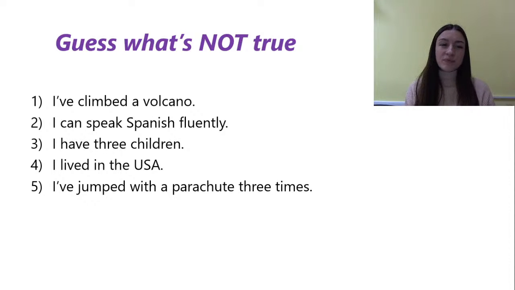So number 1, I've climbed a volcano. Number 2, I can speak Spanish fluently. 3, I have 3 children. 4, I lived in the USA. 5, I've jumped with a parachute 3 times. So in the comments, can you write which one you think is not true? And maybe you can even prove why you think it's not true.